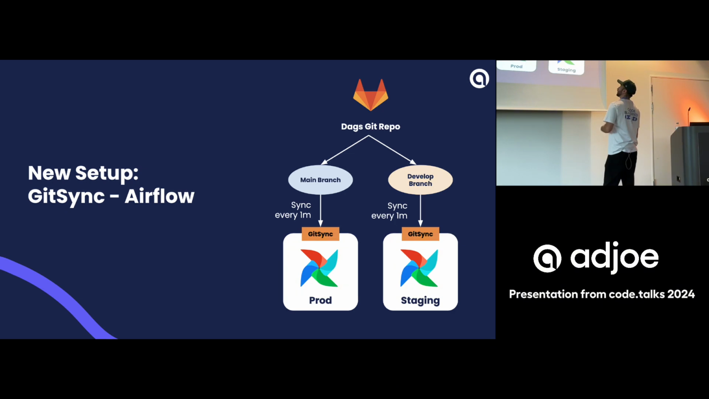It will pull the branches that we configure. For example, for a production environment, it will pull the main branch, and for the staging environment, it will sync the develop branch, meaning that the data scientists can test even their DAGs by just pushing to different branches.